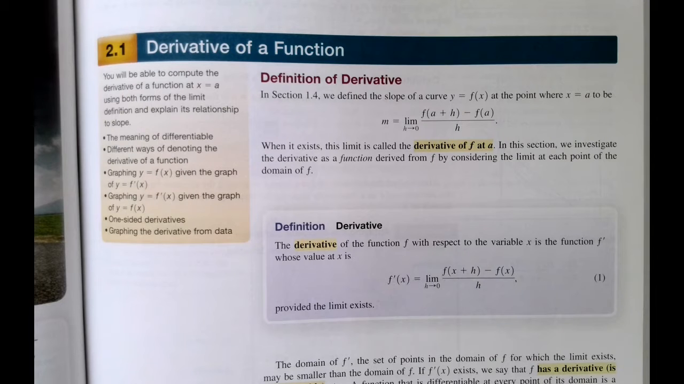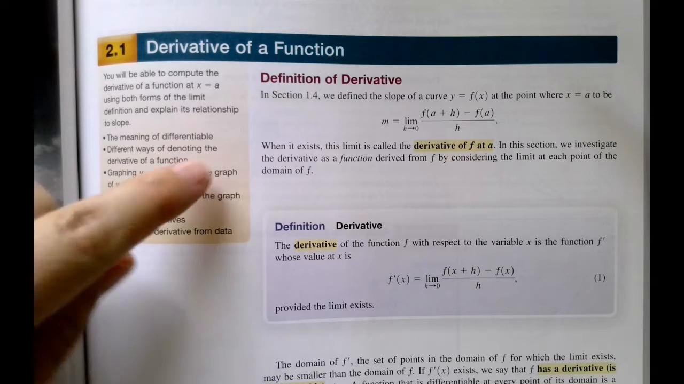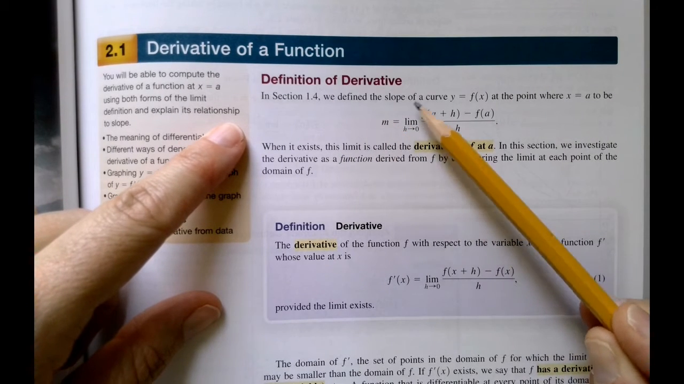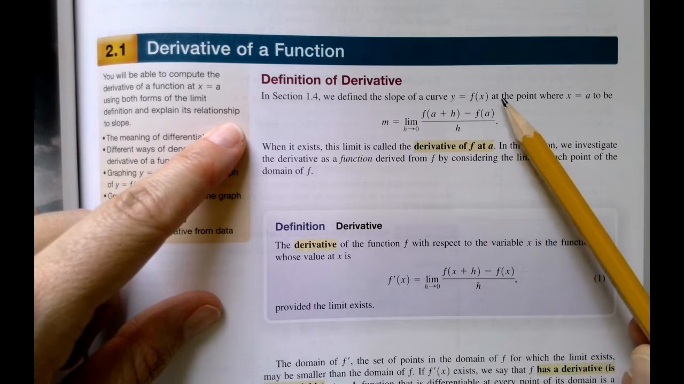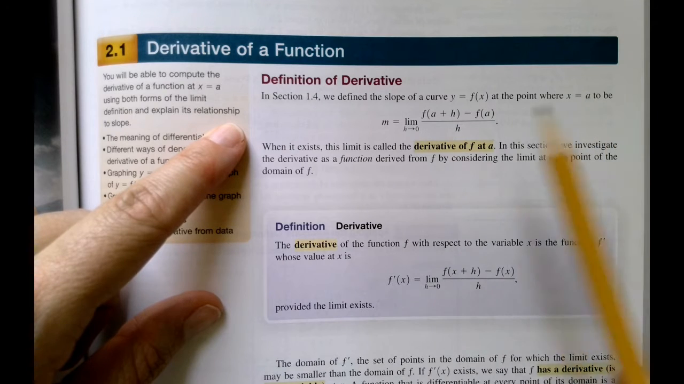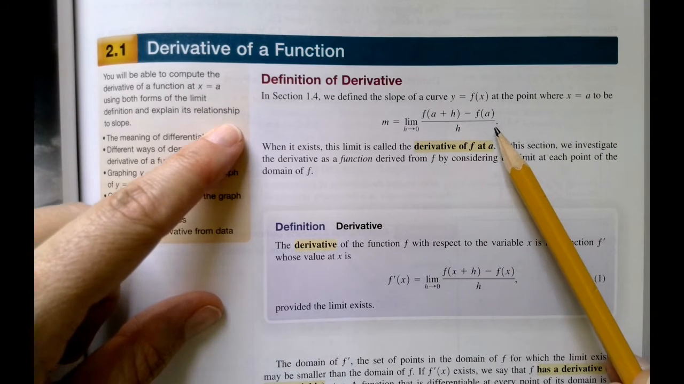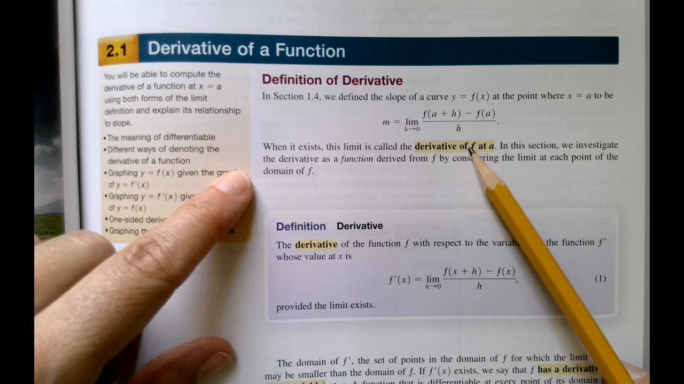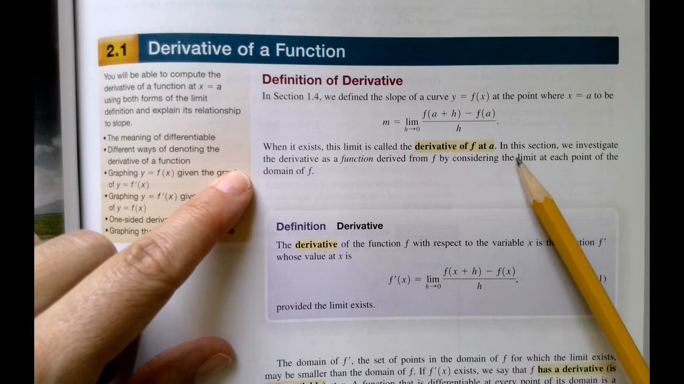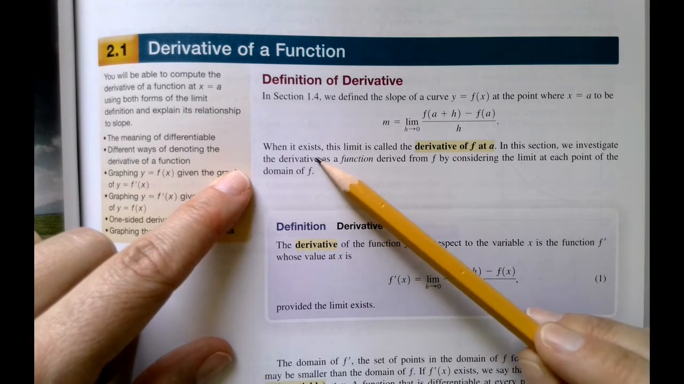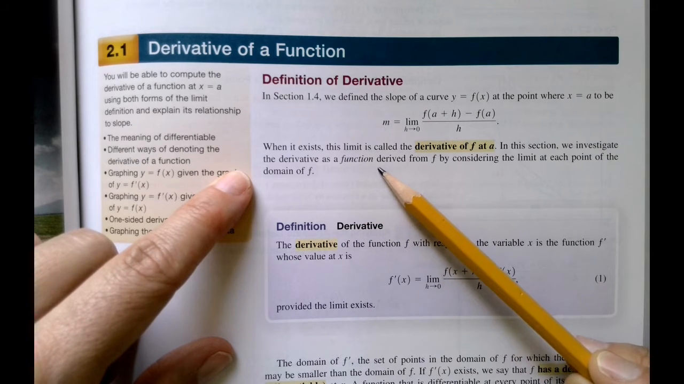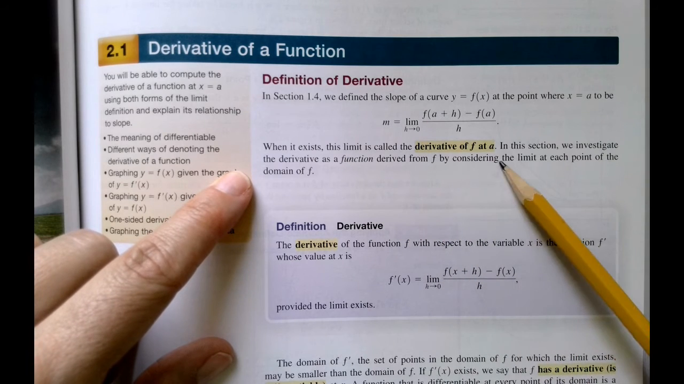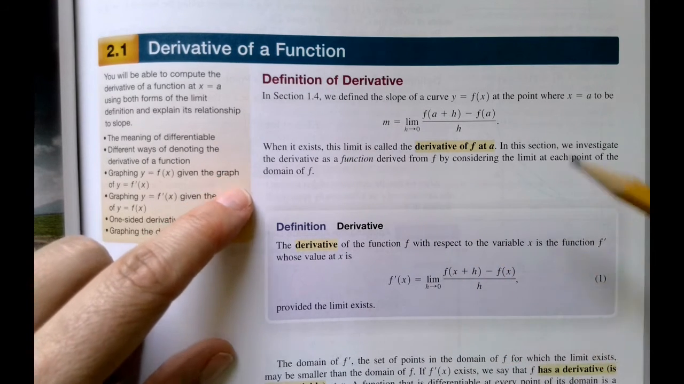What is a derivative? Well, the good news is you've kind of already been doing it. So in section 1.4, we defined the slope of a curve y equals f of x at some point where x equals a to be this formula. Look familiar? Well, when it exists, this limit is called the derivative of f at a. So in this section, we will investigate the derivative as a function derived from f by considering the limit at each point on the domain of f.